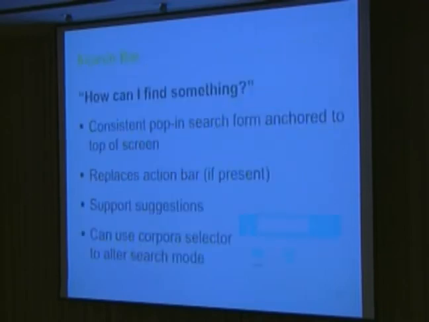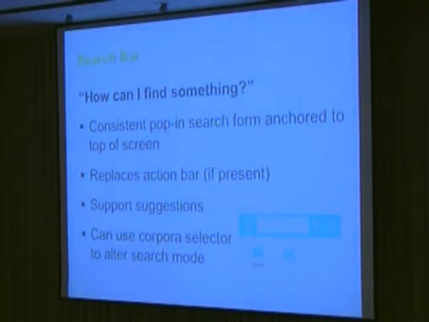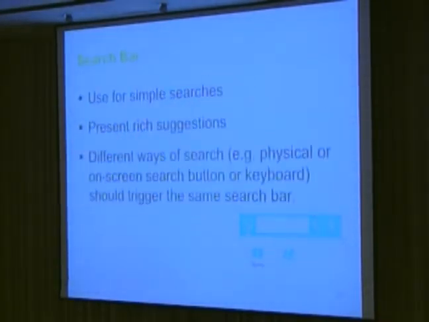The fourth design pattern I'm going to talk about is the search bar. It's pretty obvious, this is the pattern to address the question of how can I find something in your application. It's a pop-in search form anchored to the top of the screen. When it shows up, it should replace the action bar. It should also support suggestions when someone is trying to search. And if you have a lot of different types of data you can search, you can consider using the corpora selector, showing different types of things for the user to search under.